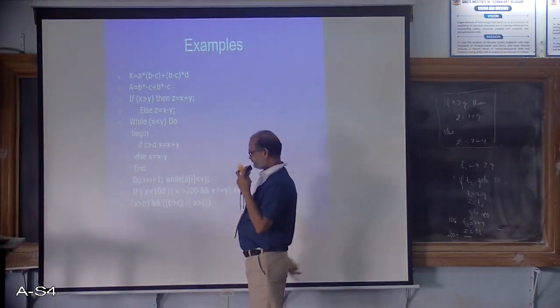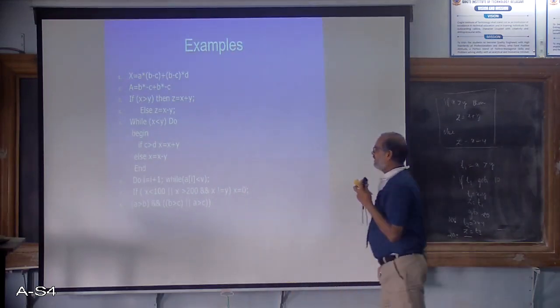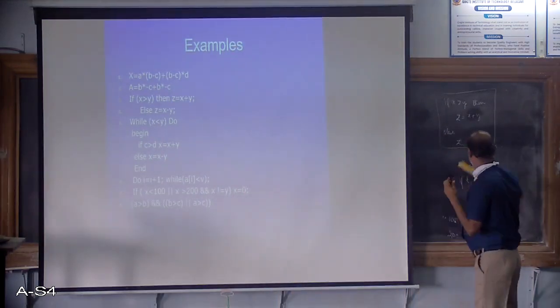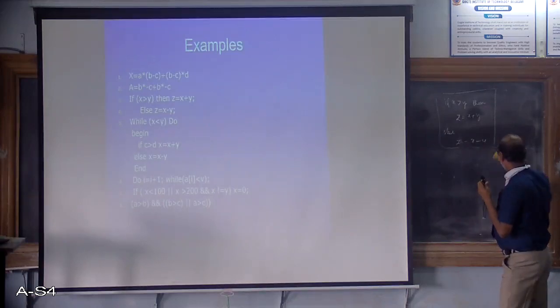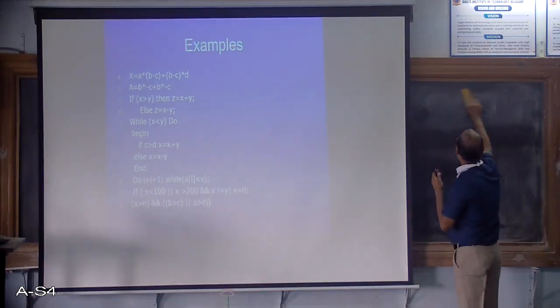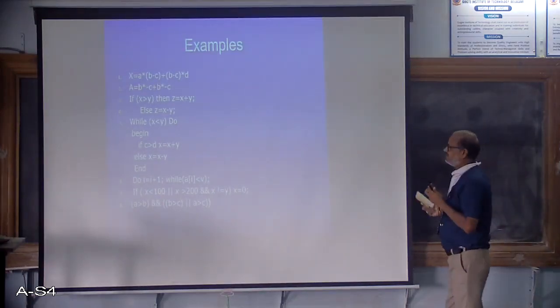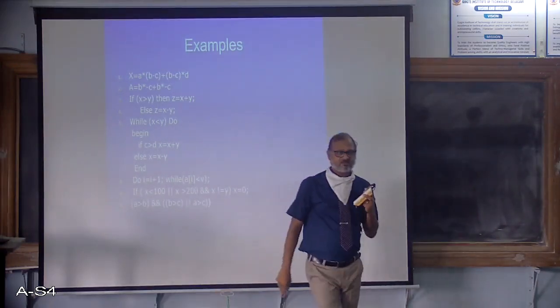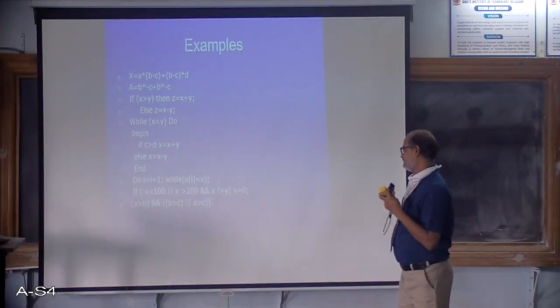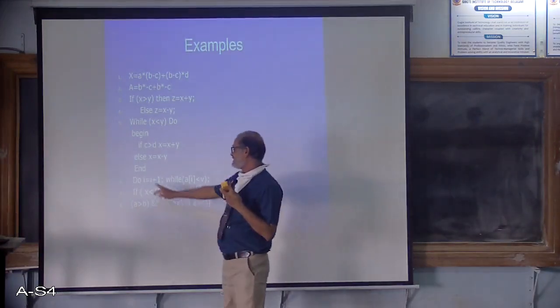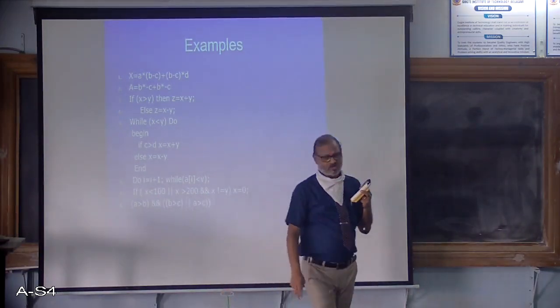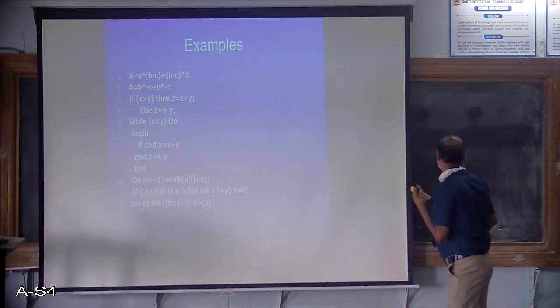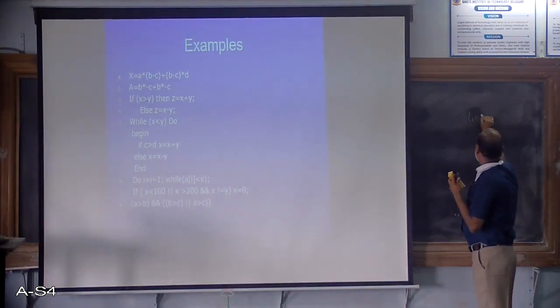Now this is my source statement. So what is the sequence of three address codes that is generated for this? First, the value of i is evaluated. So i equal to i plus 1. The equivalent three address code generated is t1 equal to i plus 1, and i equal to t1.